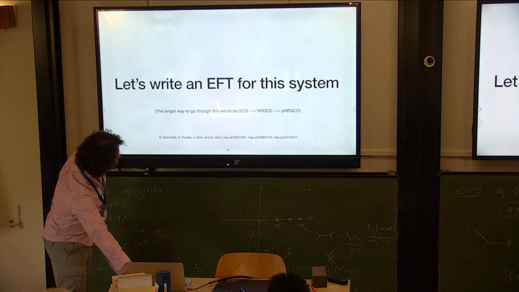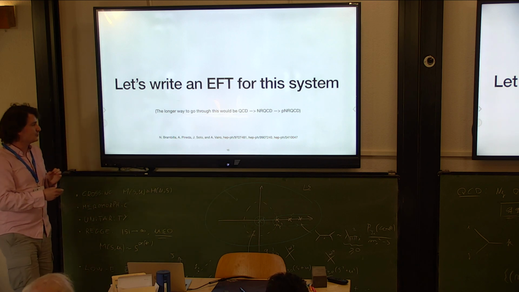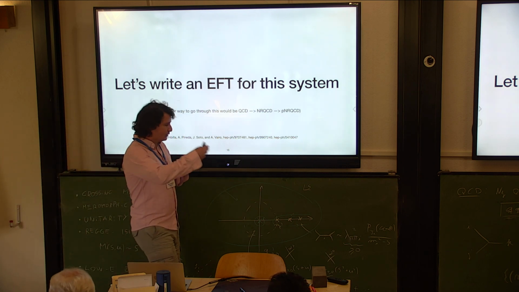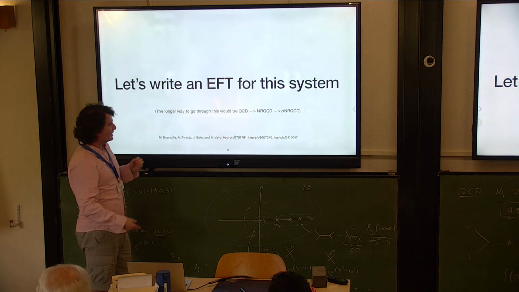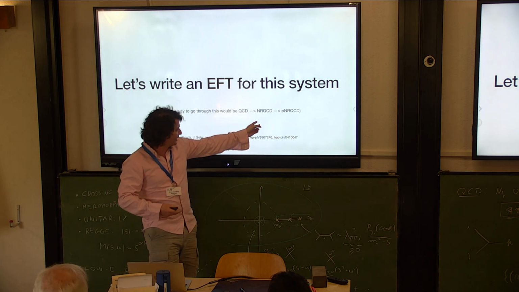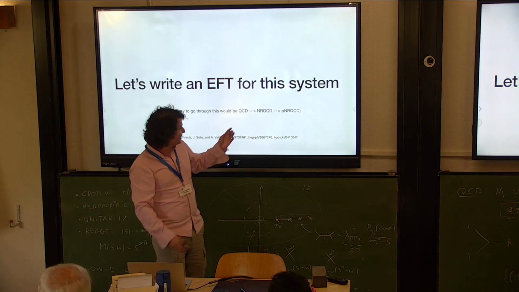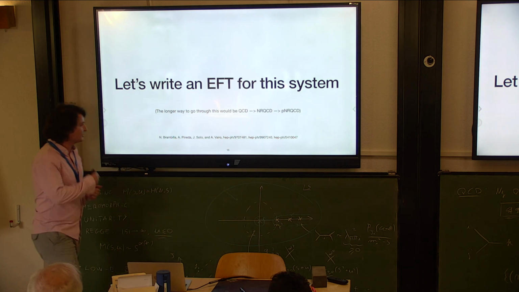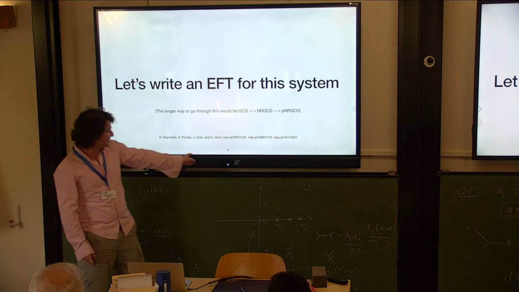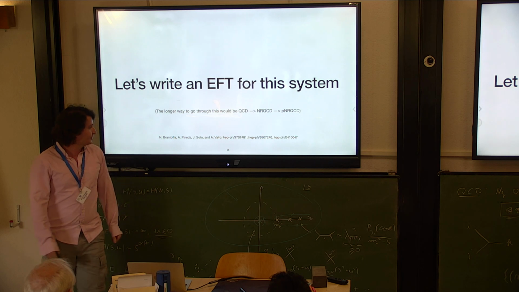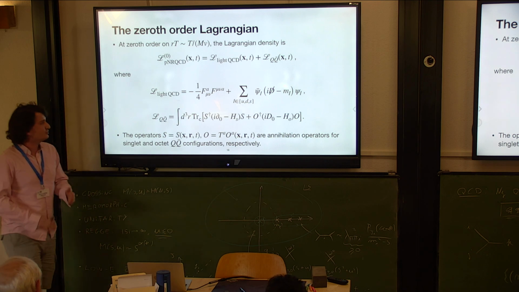Okay, so there's a way to construct an EFT for this systematically. You would start from QCD, you'd integrate out what people would call hard degrees of freedom, or high energy degrees of freedom. You'd arrive at non-relativistic QCD, and then you'd integrate out some more degrees of freedom and arrive at pNRQCD. I'm going to spare you all the details thereof. If you're really, really interested, you can look at these 25-year-old papers. So I'm just going to give you the final answer.